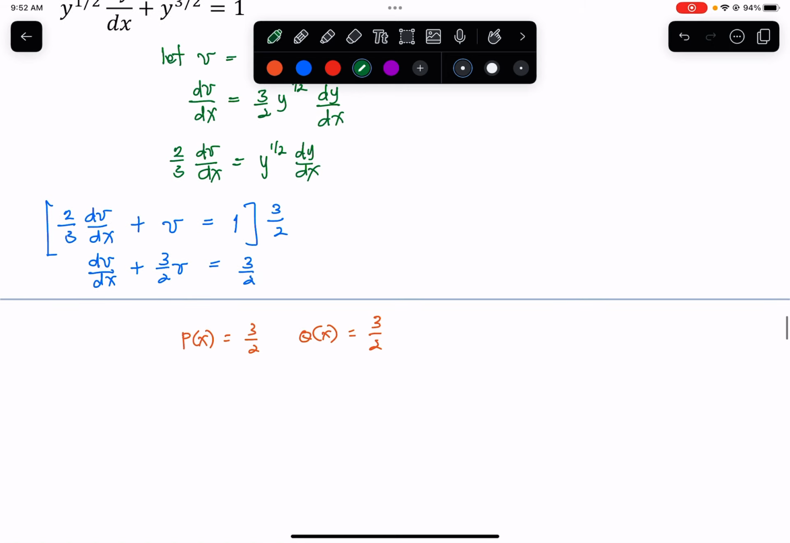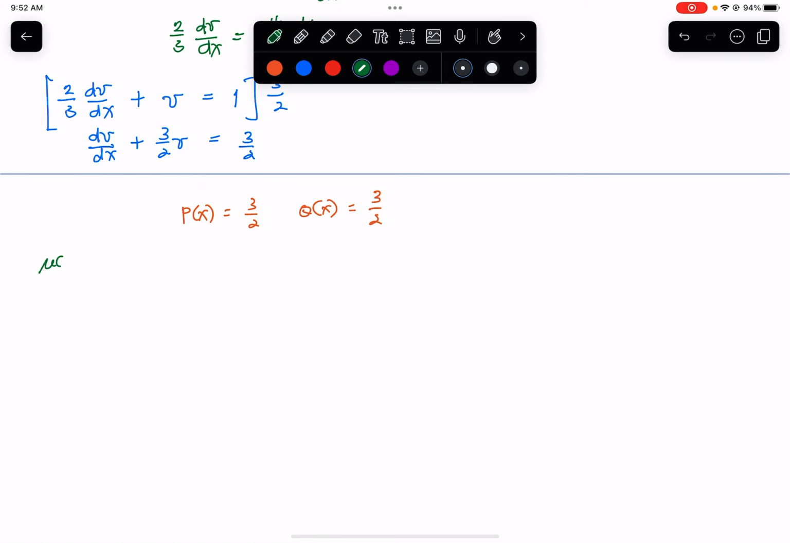So we proceed with the method for linear equations by finding the integrating factor first, e raised to the integral of p of x dx. So e raised to the integral of 3 over 2 dx. Again, that's just a constant fraction. We don't have dx over x, so therefore we don't have ln of x. So it's simply e raised to 3 over 2 times the integral of dx, which is simply x. So our integrating factor is e raised to 3 over 2 x.